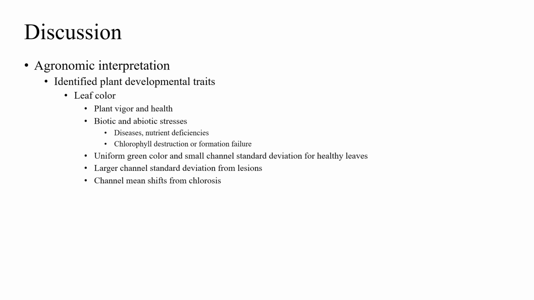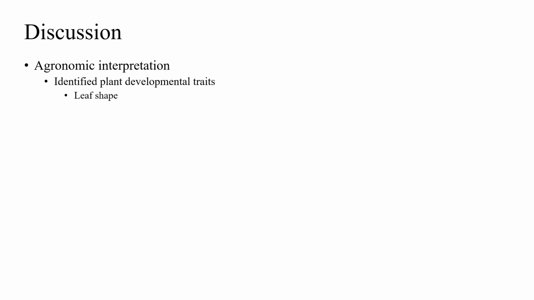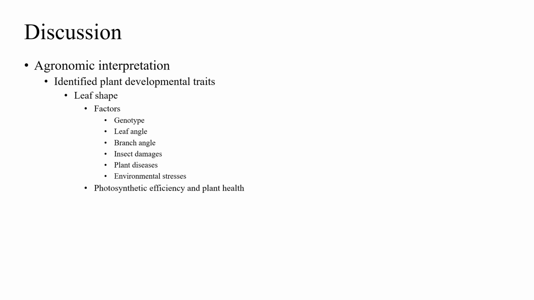The second one, leaf shape. Leaf shape can be affected by many factors such as genotype, leaf angle, branch angle, insect damages, plant diseases, environmental stresses, etc., and can influence plant light harvesting efficiency and indicate plant health. Since leaves are the fundamental subunits that give the overall canopy textural appearance, the change of leaf shape will lead to the change of canopy texture features.